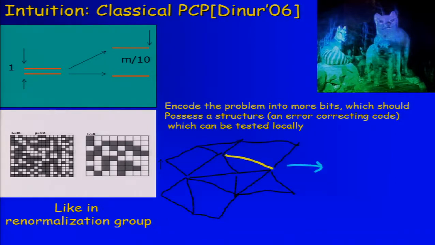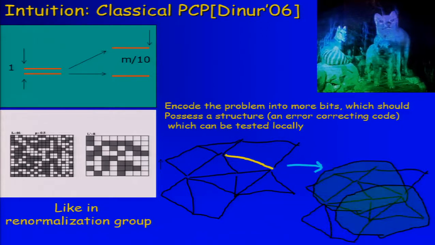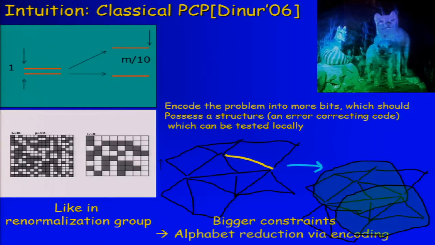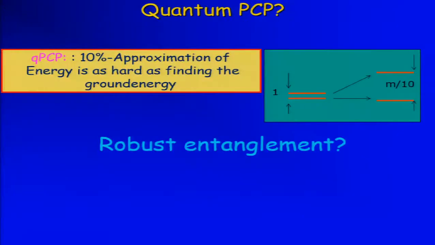Okay, so this is sort of a picture of making the problem larger, and then you somehow have to reduce back to your original size of constraints. Okay, so you are not supposed to really understand this. This is just to give you some intuition. And then the question is, is there a quantum PCP theorem?